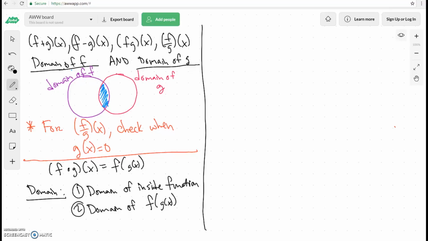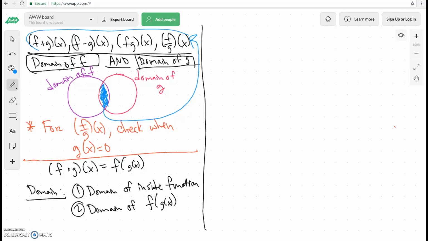So let's review a little bit of functions. If we were given two different functions, f and g, then we can easily find their domain by taking the domain of f and taking the domain of g. So if I have two functions and I wanted to add them together, subtract them, multiply or divide them, then I can easily extract their domain by taking the domain of f and the domain of g and then finding what they both have in common, like I did here in this blue shaded region. So this blue shaded region is actually the domain of all of these, kind of.